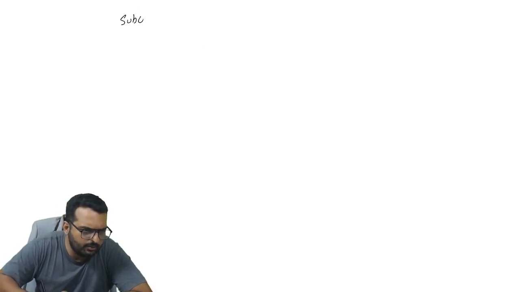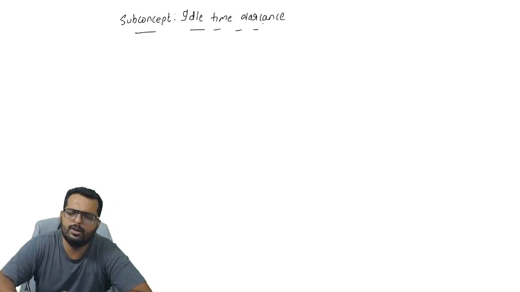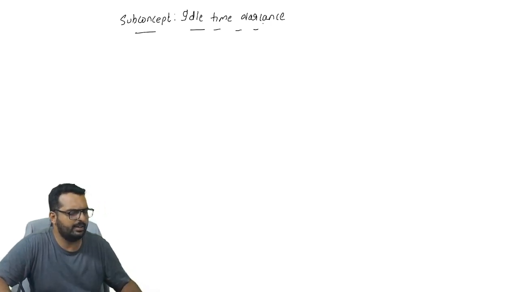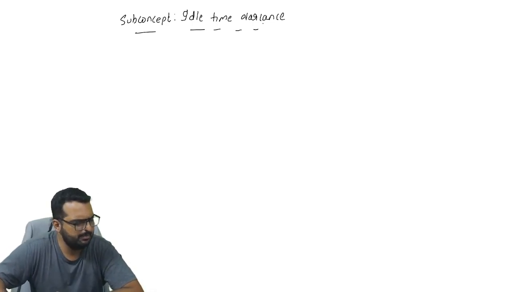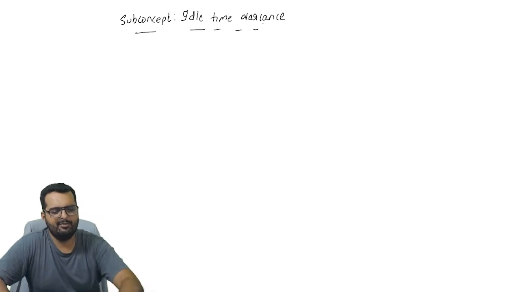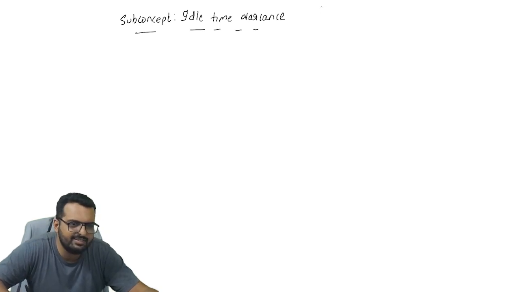Inside labor, you can write down one more subconcept, idle time variance. Friends, have you already learned the concept of idle time? Tell me, what do you mean by the word idle time? Or in which chapter we learnt about idle time? Where did you learn about idle time? You don't remember? We have done this in the chapter of employee cost. Am I right? All right.